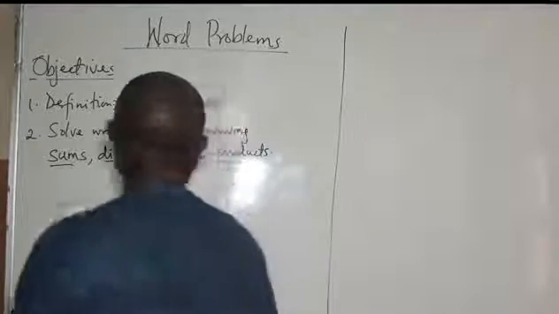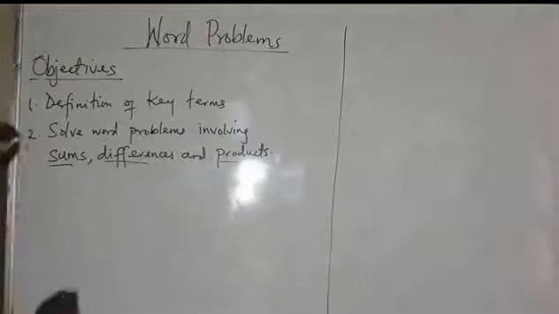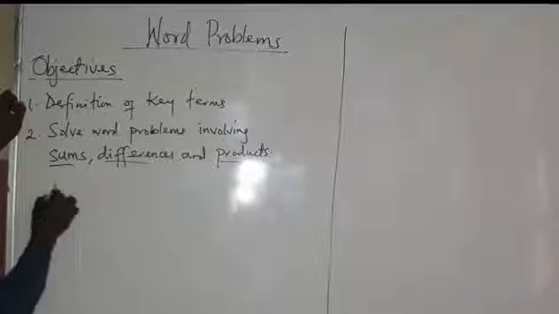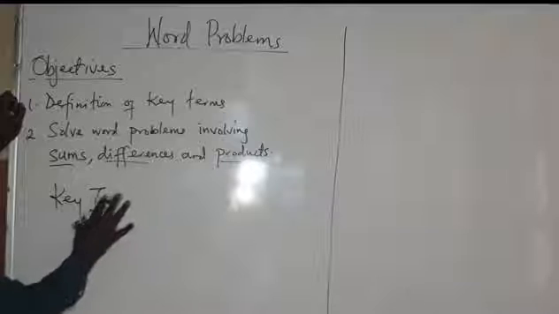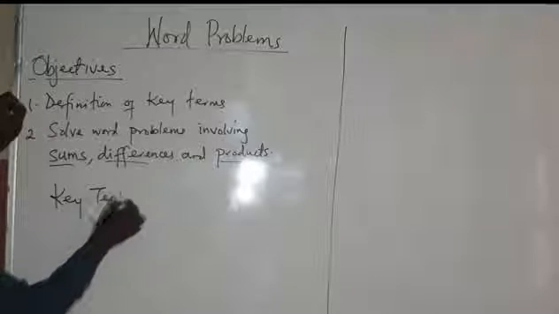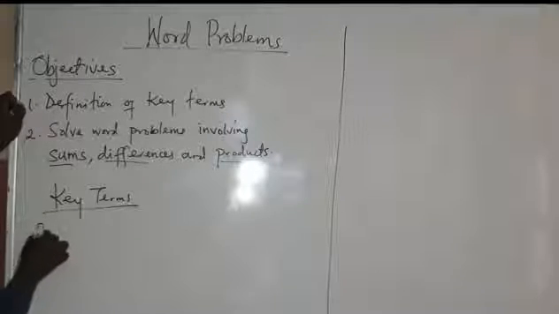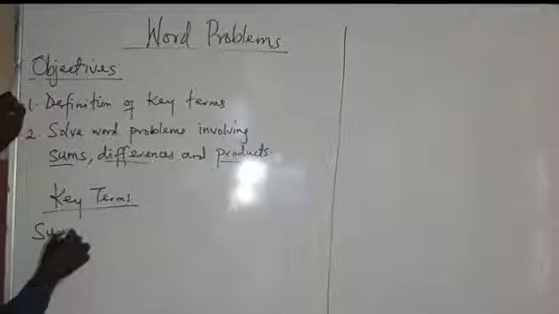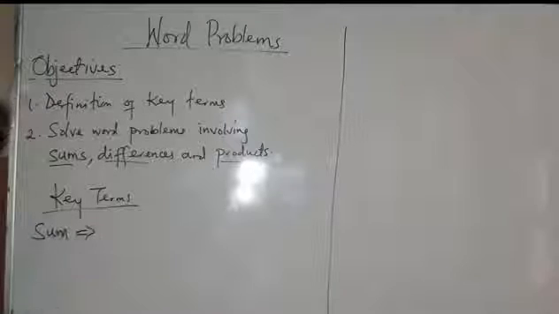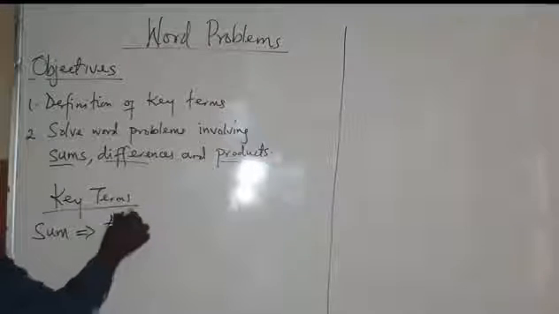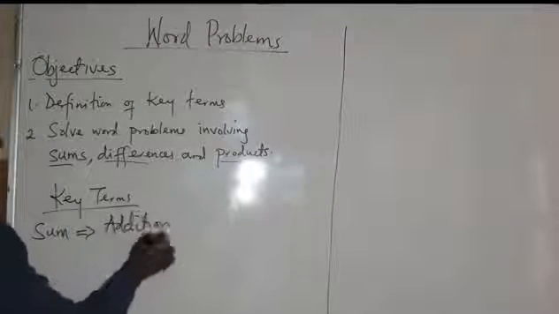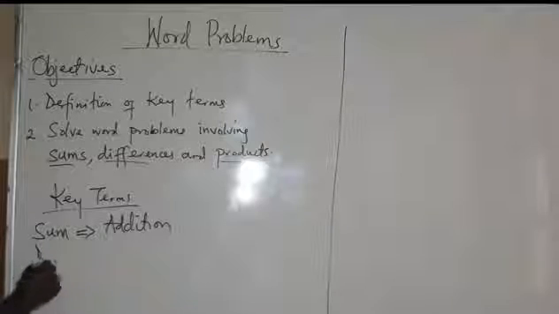Now, the first one we're going to look at is sums. When we talk about sums, key terms here. The key terms. So we look at sums. When we talk about sums, sum refers to addition. So that is, I'll just put it, addition. So you're adding two things together. It means addition.